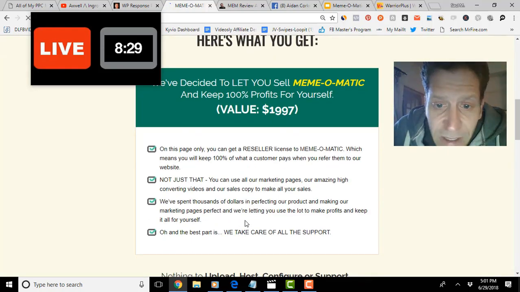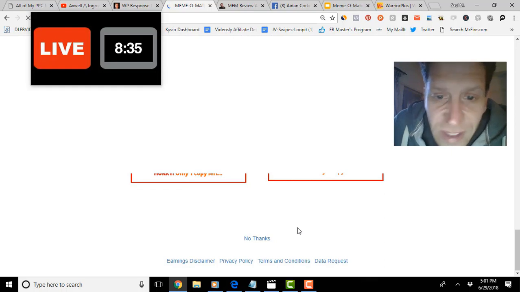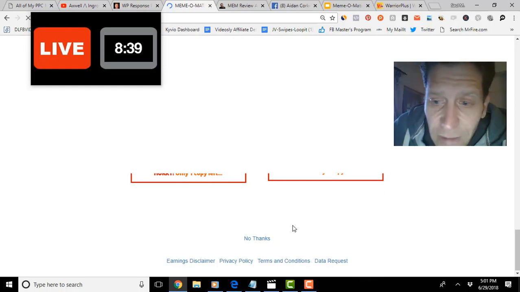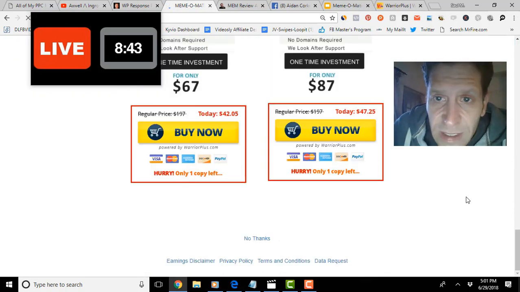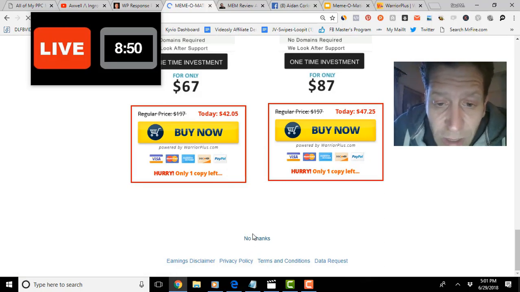Meme-o-Matic. How much is it? Just so you know and you see for yourself, and you don't need to be shocked when you go through it yourself. $67. No, we're not going to take that. That looks like resale rights to be able to sell it. I would look at doing this, guys.